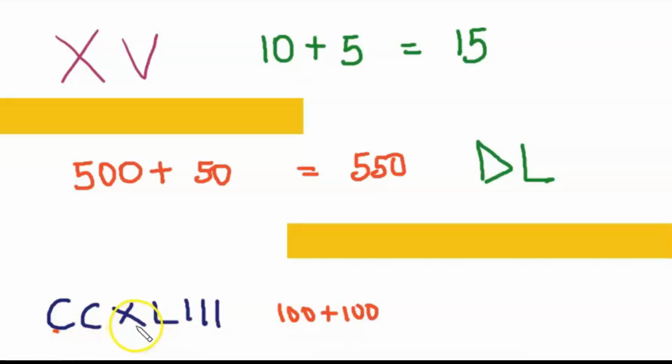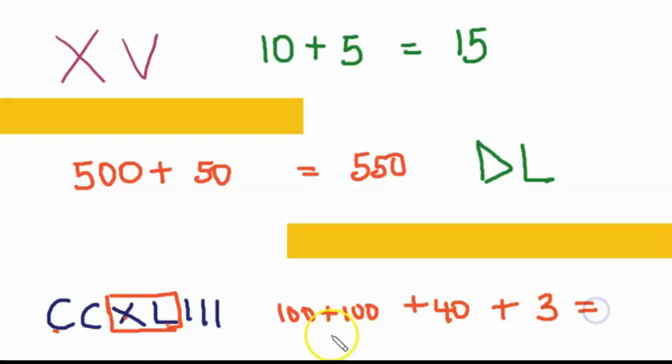Now we have X. But look carefully. Before you write plus 10 plus 50, there is the X before, there's a smaller letter before a bigger one. So XL would be 40, isn't it? 50 minus 10, so we have plus 40. Then plus how many consecutive letters? 3 of this one. 1, 2, 3. I in 3 places is actually 3. So when we add this together, we have 243.